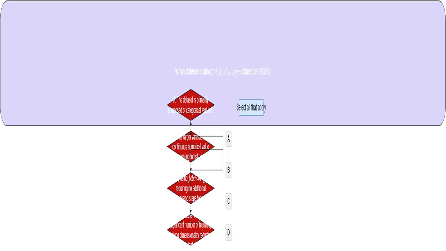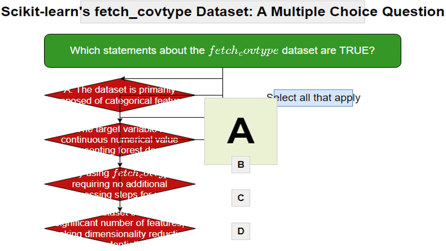This question asks you to identify accurate statements about the fetch_covtype dataset, a collection of information about forest cover types from the Sklearn library. I'll guide you through each statement. Statement A claims the dataset is mostly made up of categorical features. This means the data is not numerical like height or weight, but rather labels or categories like different types of trees.